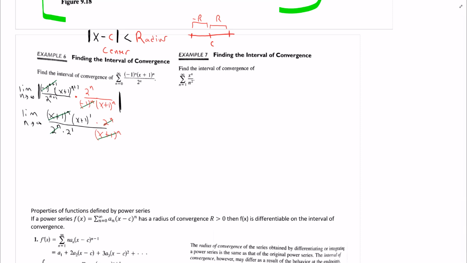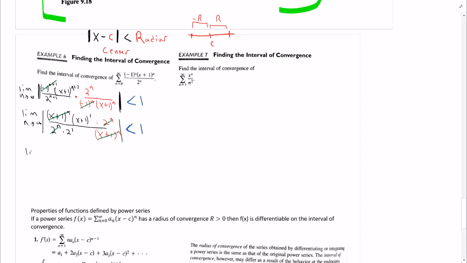Oh, and let me not forget that, remember, we're trying to show that this is less than 1, so let's go and start writing that from the beginning, right? We want to show that this is less than 1. And so, what are we left with?